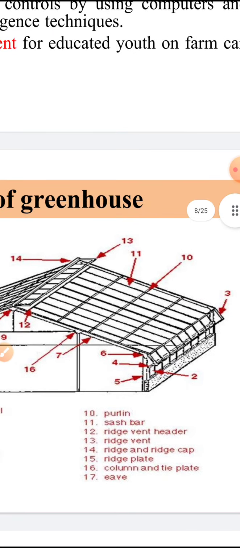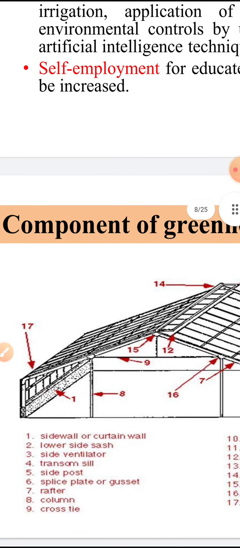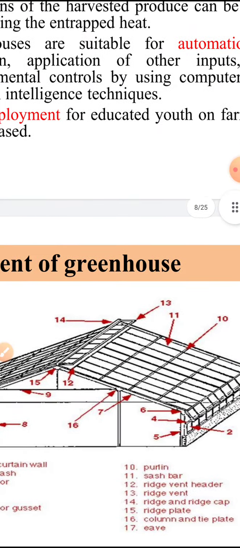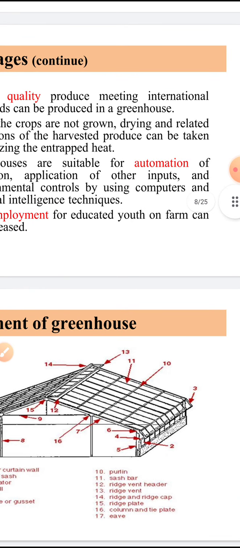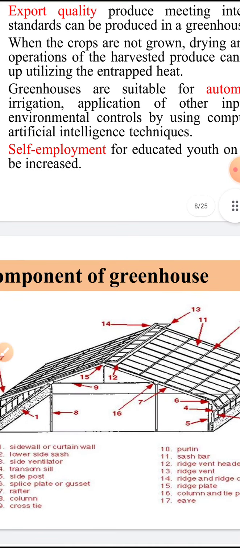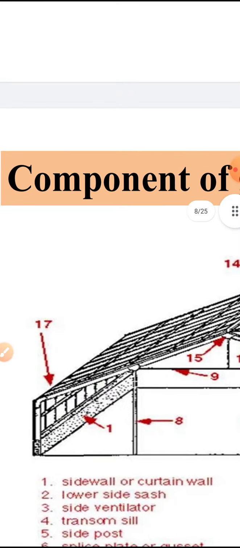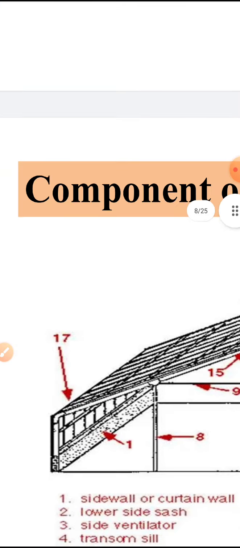Then 16 number is a column and tie plate. This is a column tie plate which can support the rafter and connect the cross tie. 17 number is eave. This is the last line of the upper side structure of the greenhouses.